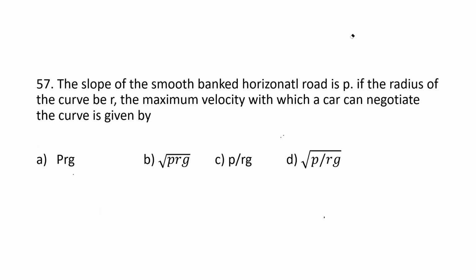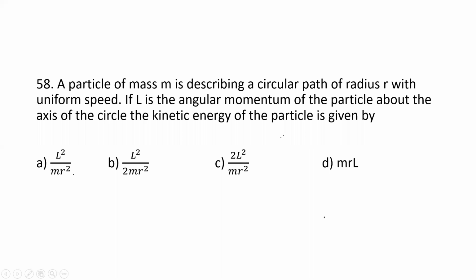Let's see the next question. A particle of mass m is describing a circular path of radius r with uniform speed. If L is the angular momentum of the particle about the axis of the circle, the kinetic energy of the particle is given by. So how can we do this?